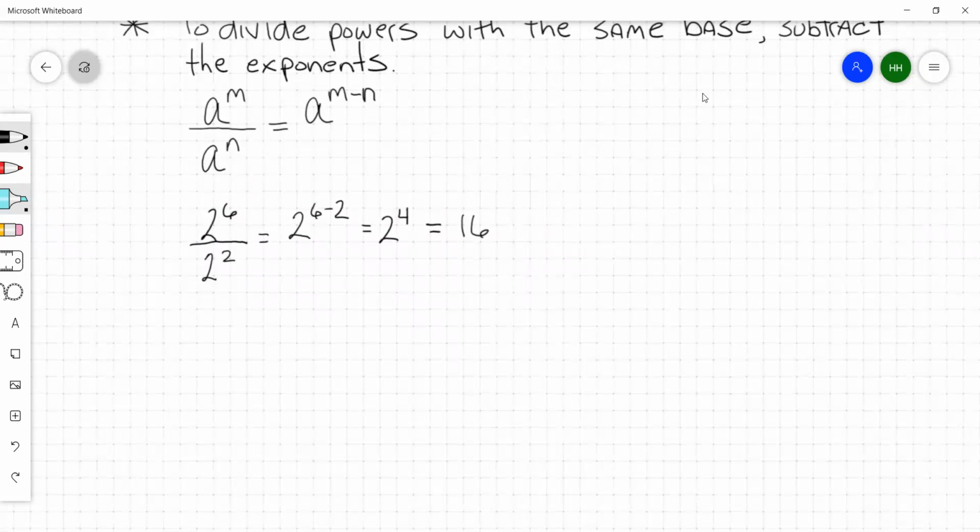So if we got x to the 4th divided by x to the 7th, that would be equal to x to the 4 minus 7, which is now x to the negative 3. And remember, when you're dealing with exponents and you're writing expressions in their simplest form, you can't have a negative exponent in your answer. All right, so this becomes 1 over x to the 3rd.